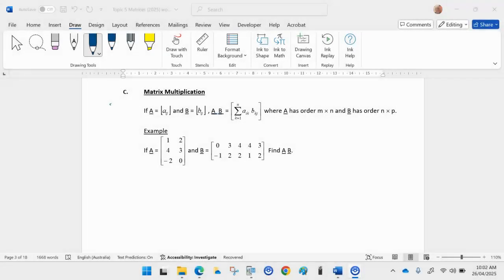Hi girls, let's talk about matrix multiplication on page 5 of your notes.